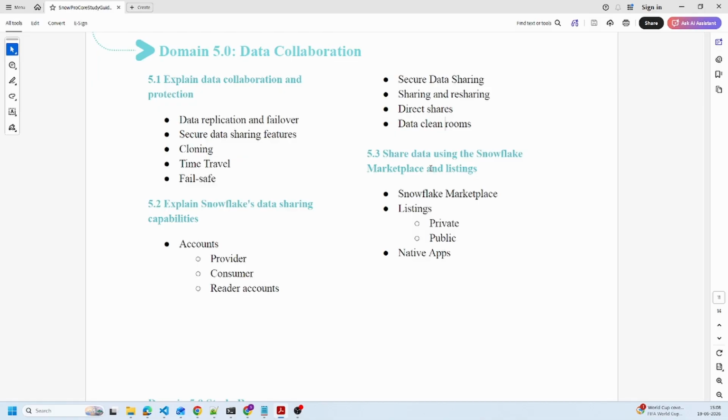That's why it's cheap. Now let's talk about exam strategy, because knowing the content is only half the battle. First, schedule your exam. Having a date changes everything. Second, study by domain weight. Spend more time where the points are. Third, use hands-on labs. Reading alone will not cut it. Fourth, take practice exams, not to memorize answers, but to learn how Snowflake asks questions.